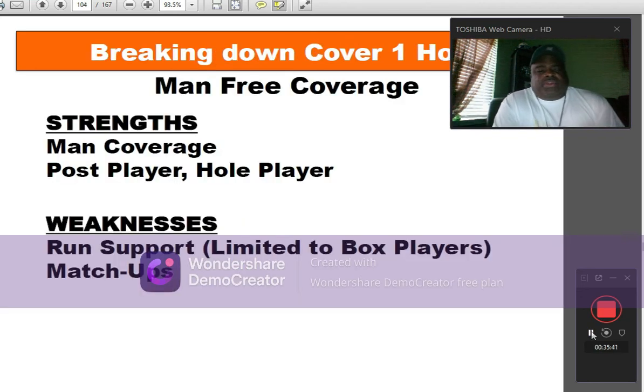I'm showing you this for the defense because when you're playing the 4-2-5 defense, or any other defense, you have to know the strengths and weaknesses of each coverage that you put behind these defenses. Like the strength of this is man coverage, post player, hole player. It means you have somebody that can stop those digs coming across the middle because that linebacker is going to drop back, and you have a post player to guard that post. But the weakness is the run support, limited to box players and matchups. If I've got 4 good wide receivers that I can put on your defensive backs and beat you, then I'm going to do that all day.